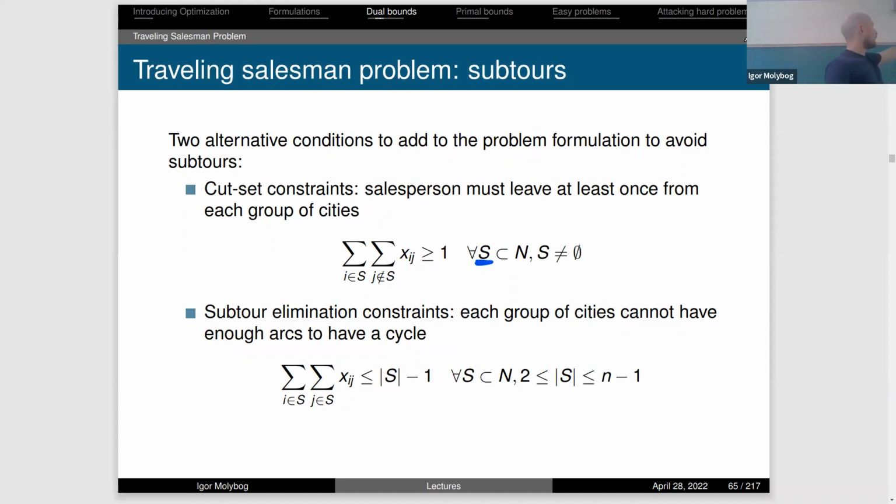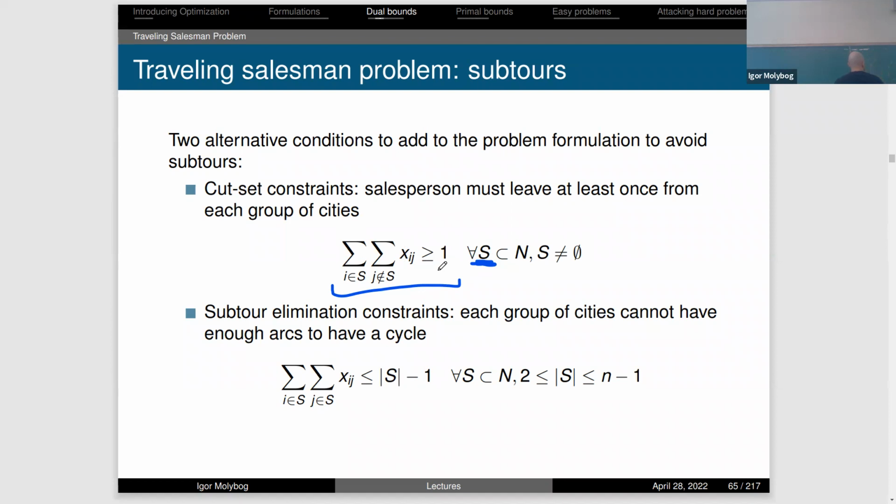For example, the first cut set constraint tells us that a salesperson must leave at least once from each group of cities. Basically, S is the group of cities under consideration, and this inequality says that the summation over all i inside the set S and all j outside the set S of x_ij must be greater than or equal to 1, meaning that there must be at least one edge.